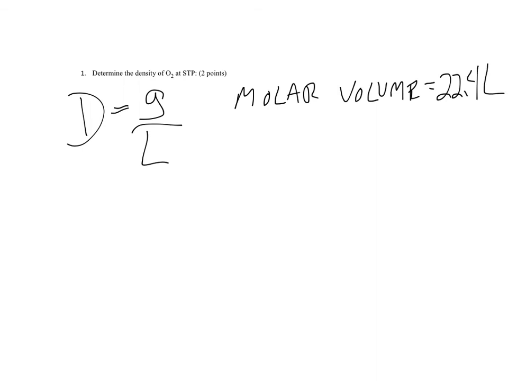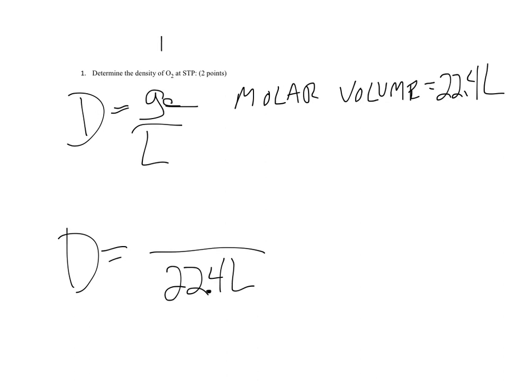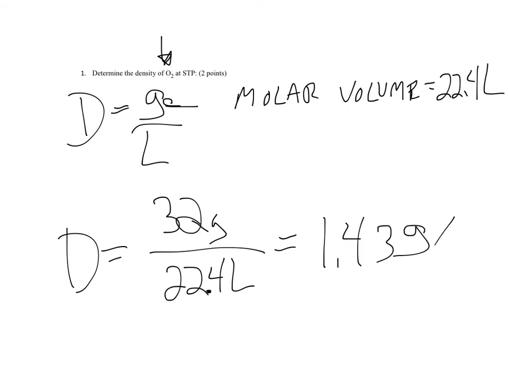So at STP, we have 22.4 liters for density. How many grams? Well, O2 has a mass of 32 grams. Oxygen is 16, O2 is 32. So if we have 32 grams in 22.4 liters, then the density in grams per liter is 1.43 grams per liter.